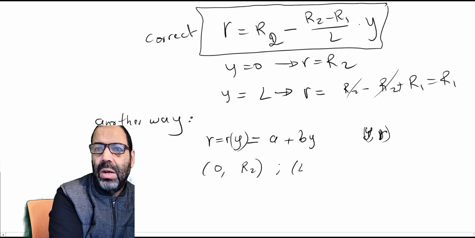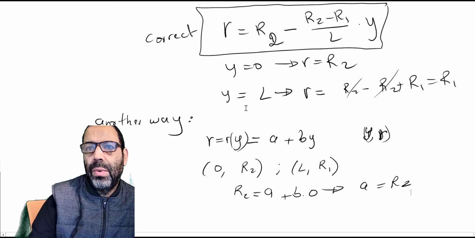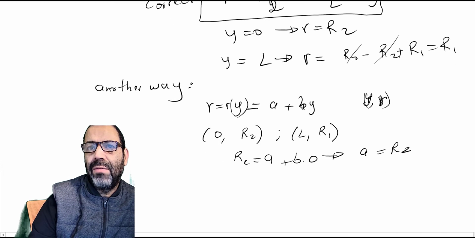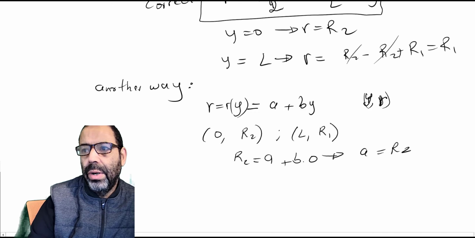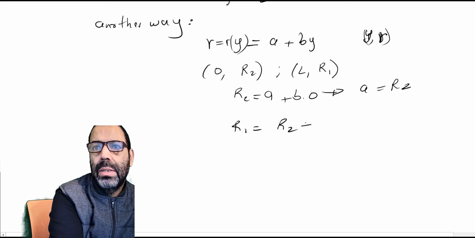So again, for y equals L, we know that the radius is equal to R1. So let's plug in and find a and b. We plug in y equal to 0, so we have 0 times b plus a. This must be equal to R2. From here, clearly a is equal to R2. So we get one term, which is a. We do the same thing for b by plugging in y equals L and requiring that this must be equal to R1. So we have R1 equals, we know a now, which is R2, plus b times L.